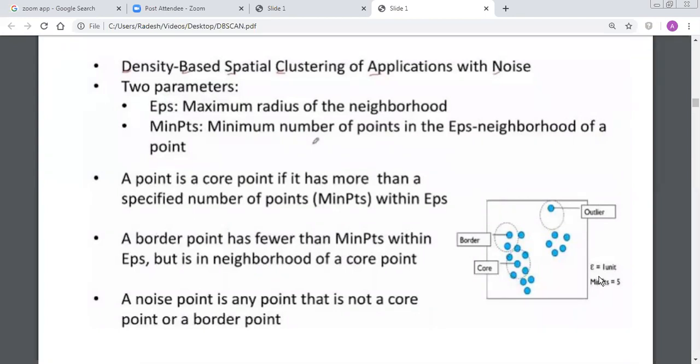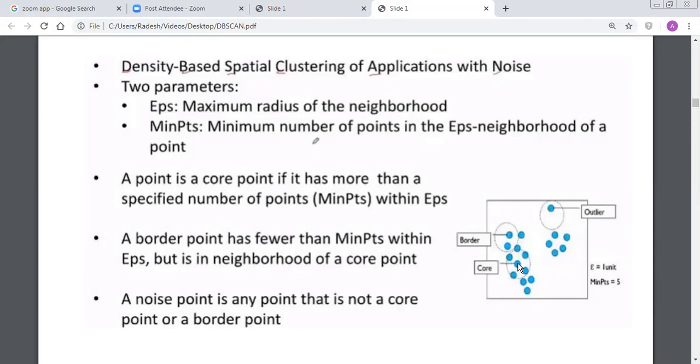It is our choice to what extent we can take this EPS, whether I can take it as 1 unit or 2 units, it depends. And the minimum number of points also we can choose on our own. Next, a point is a core point if it has more than the specified number of points. More than the specified number of points in the sense minimum points within EPS.